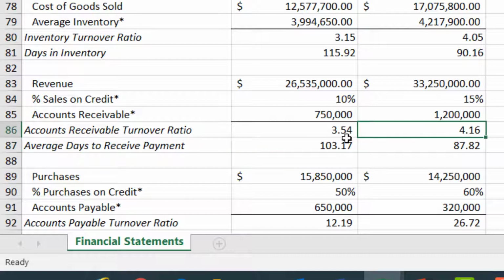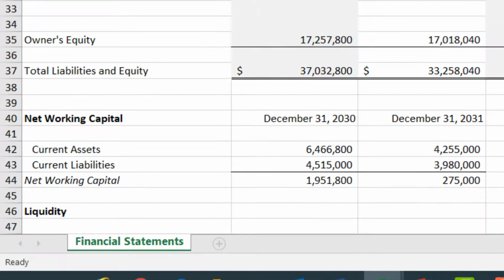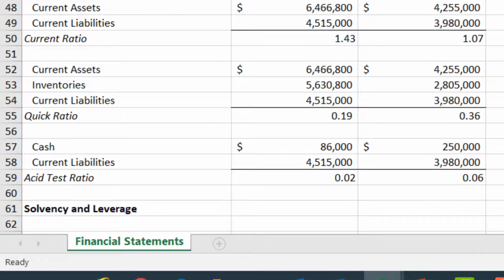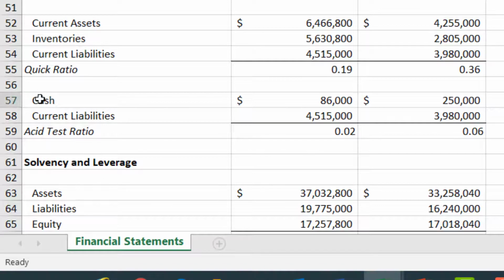But it improved. It went from 3.5 turns a year to 4.16 turns per year. What is that, 4 1/8 or something like that? And now we have the average days to receive payment below 90. Hey, that's a pretty good start. I'd like to see it below 60 or even better below 30, because waiting on other people to pay you puts you in a cash flow pinch. Remember when we went over these liquidity ratios here, right? Consider this acid test ratio.